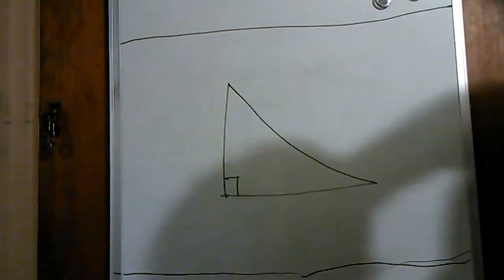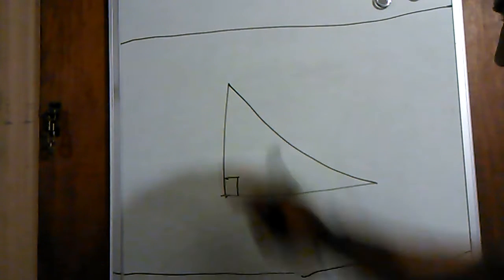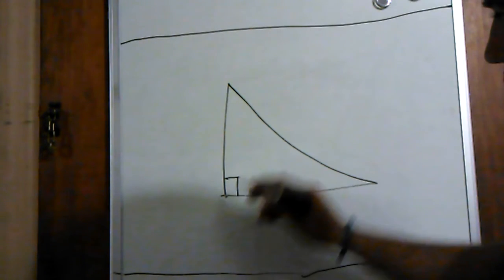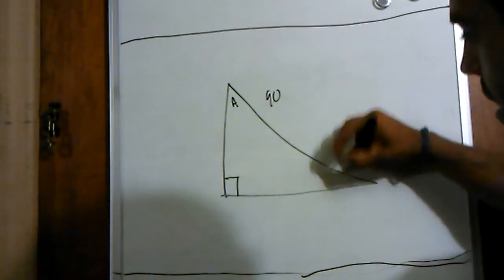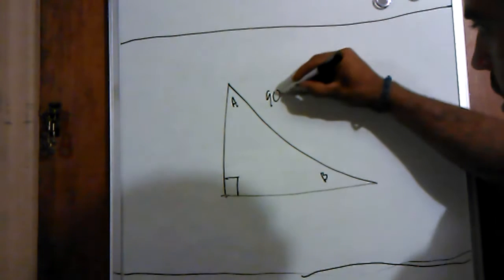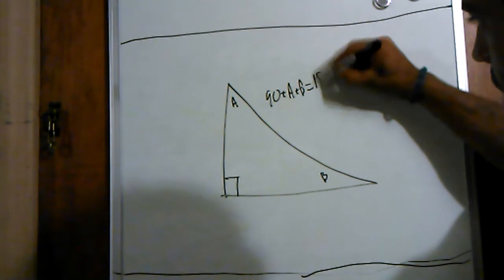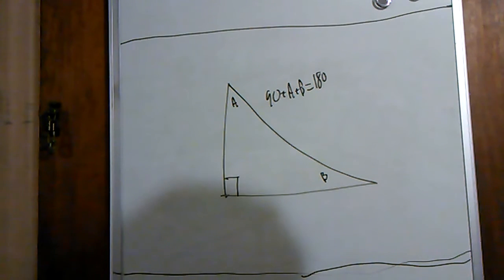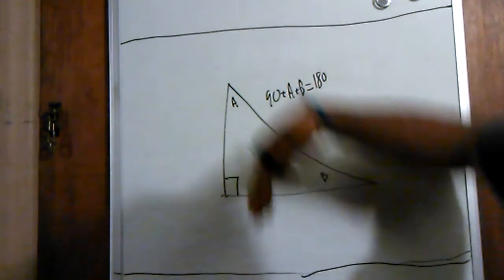Here's a little tidbit of information. Any triangle, all of the angles will add up to 180 degrees. So on a right triangle, since one of them is 90 degrees, let's say this one is angle A, this one is angle B, then 90 plus A plus B equals 180. There's always only three angles, and they will always add up to 180 degrees. Because basically you're turning this way, you're turning that way, and you're turning back where you came from.